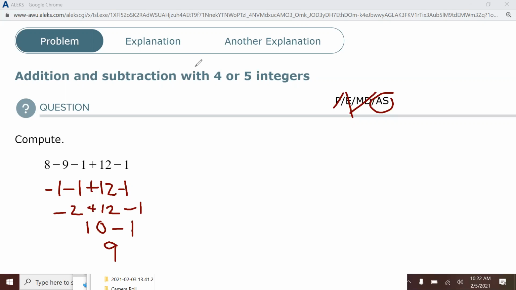So make sure that you do it left to right. Even though the order of operations has the A coming before the S, that doesn't mean that you do additions before subtractions. You do them simultaneously from left to right.